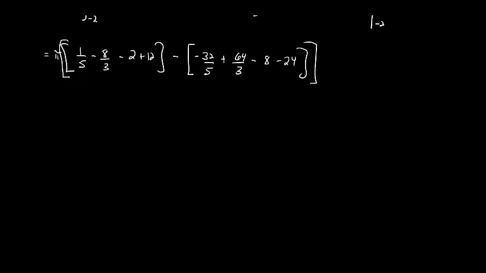Let's see what we have now. Let's clean this up a little bit again. Keeping that pi out in front, I got 1/5 minus 8 thirds. Negative 2 plus 12 is a value of 10. Plus 32 fifths minus 64 thirds. Negative 8 minus 24 is negative 32, but we're going to have a positive 32. Feel pretty good about this, so let's see what we got.